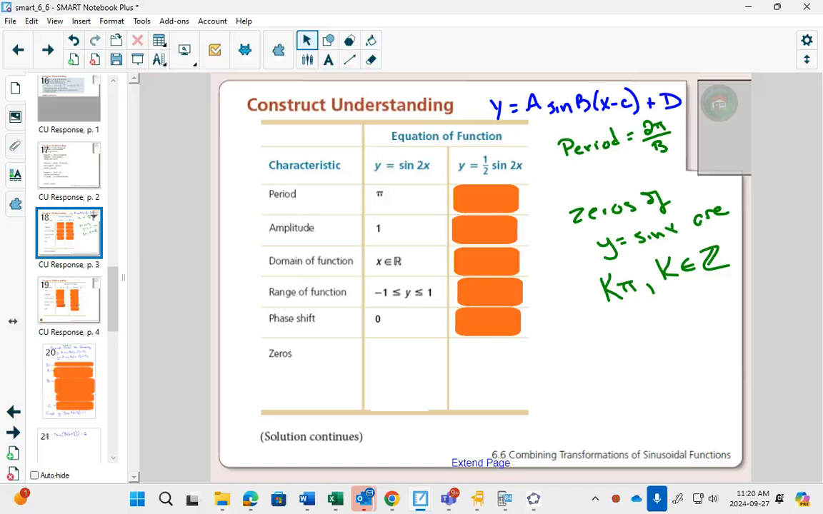And the zeros, well, they were k pi, but you've had a horizontal compression where you multiply all your x values by 2. So your zeros would all get multiplied by half. All your x values get multiplied by half with a horizontal compression. And so now these are our zeros. The zeros were k pi, and now they're going to be k pi over 2.